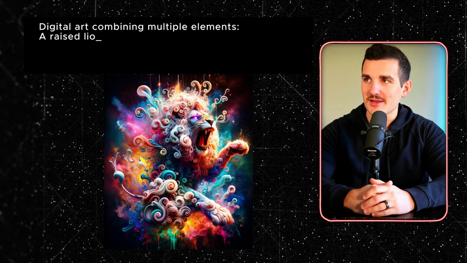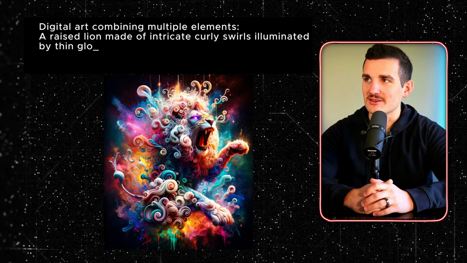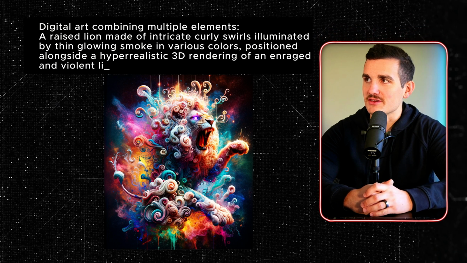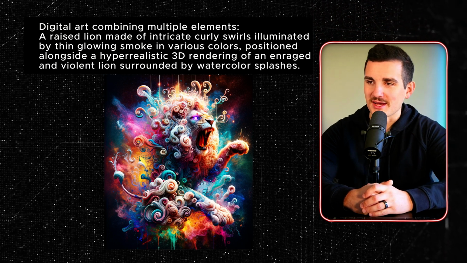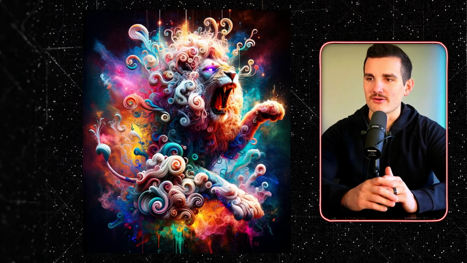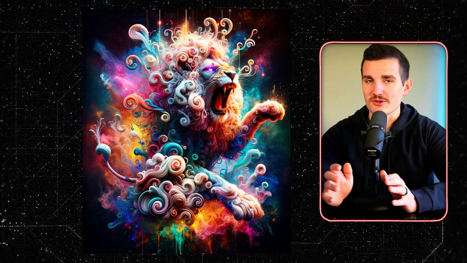Design 6, back on our theme of insanely intricate, amazing designs. We have a raised lion made of intricate swirls, illuminated by thin glowing smoke in various colors, positioned alongside a hyper-realistic 3D rendering of an enraged and violent lion surrounded by water splash. So a whole lot going on in that prompt, but look at how amazing this design is. This is something that I think would go better on a canvas or something that would get hung on the wall, but it was just too good not to include it.